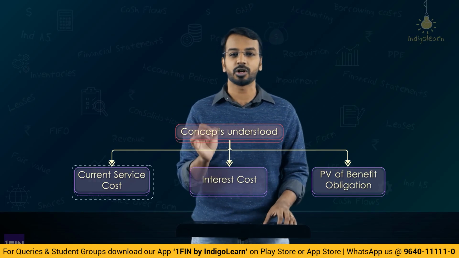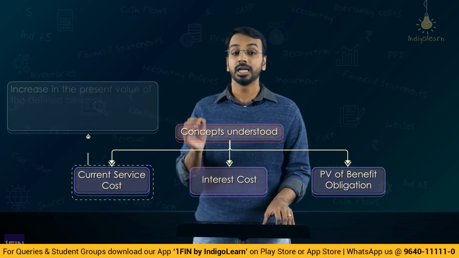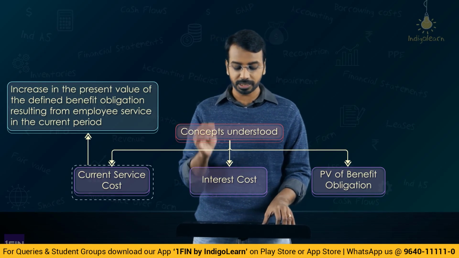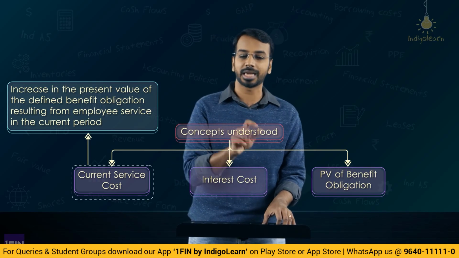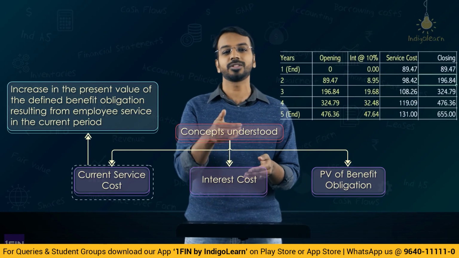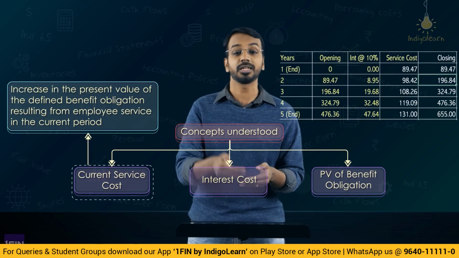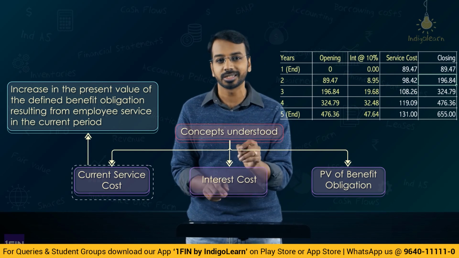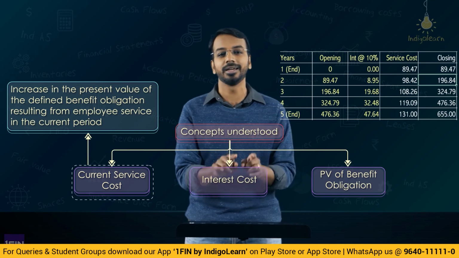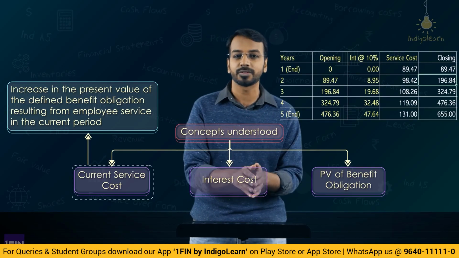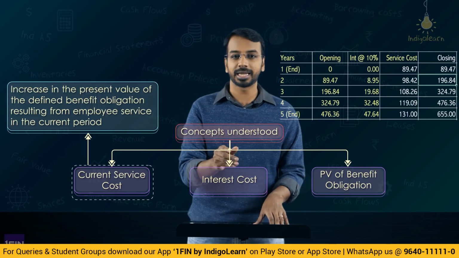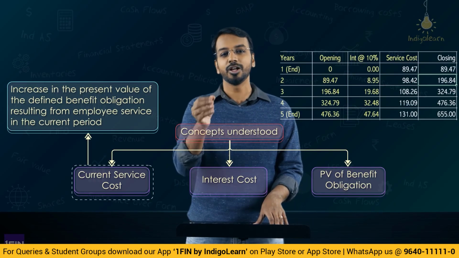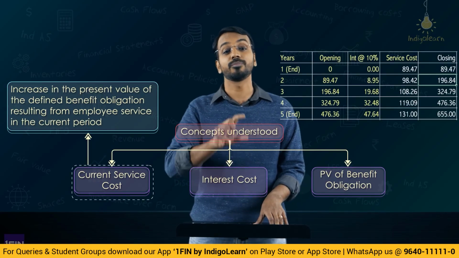Now what is this current service cost? Current service cost is the increase in the present value of the defined benefit obligation resulting from employee service in the current period. Now if you go back to the calculation that we just did, the closing balance of the obligation was increasing, correct? In every period, the closing balance of the obligation was increasing. One increase was because of the current service cost, that is, the employee has rendered some service in the current period. Because of that, there was an increase in the obligations. So basically, that increase by 89, the increase by 98, right? Those are increase in the present value of obligation because of employee service.